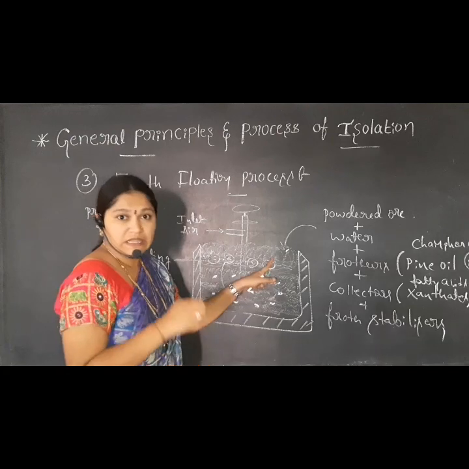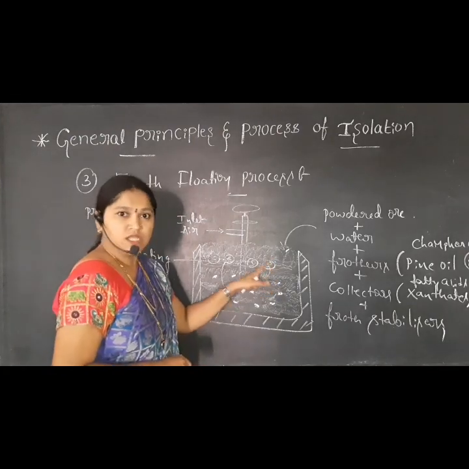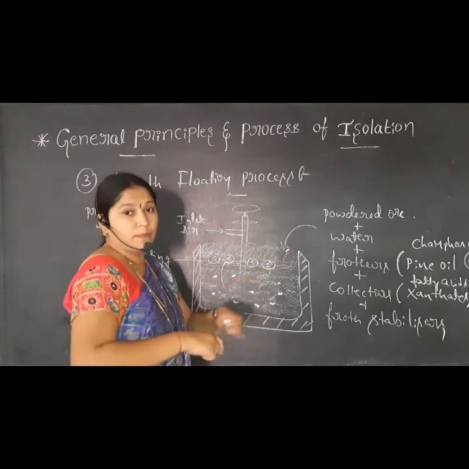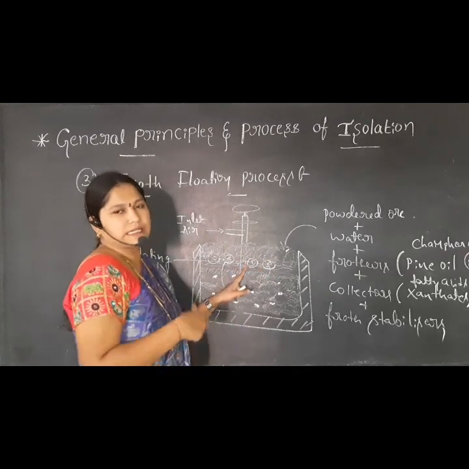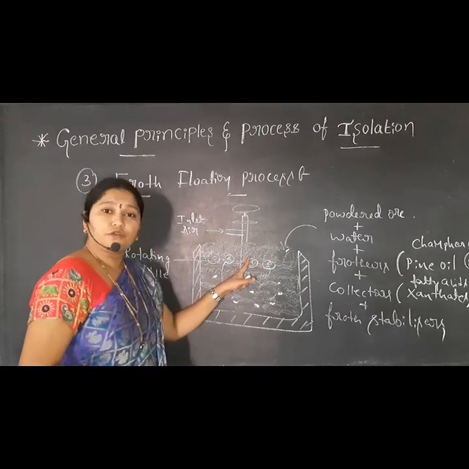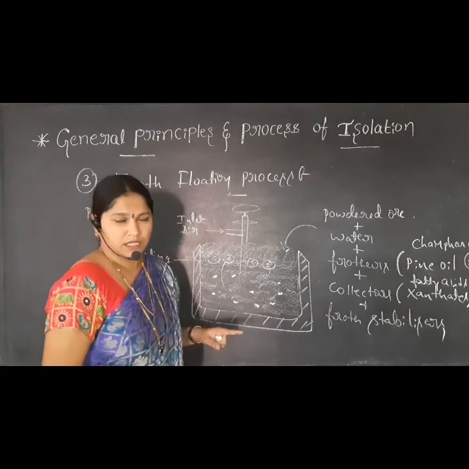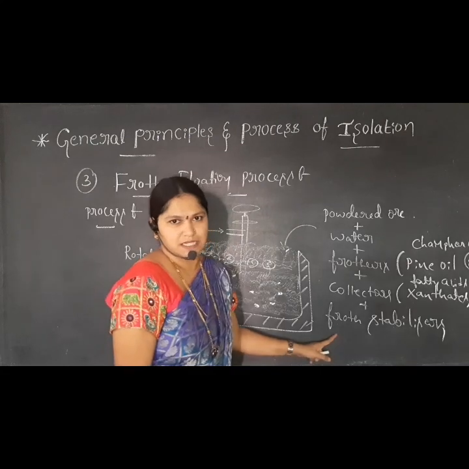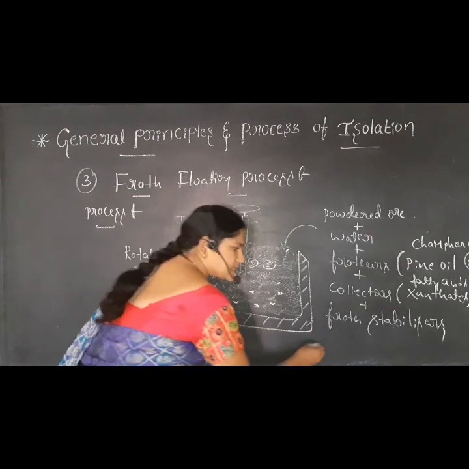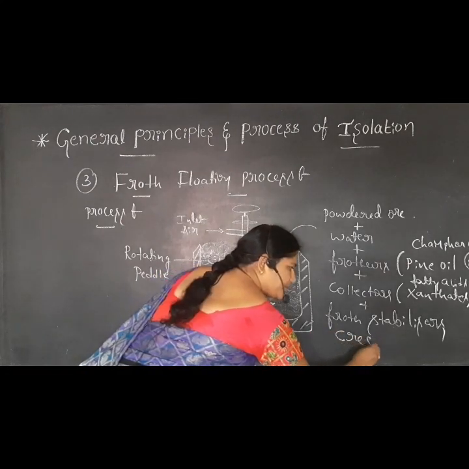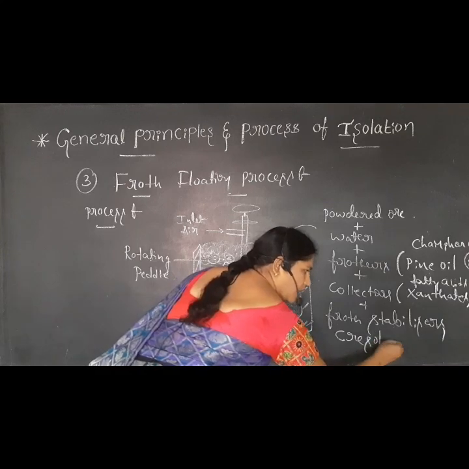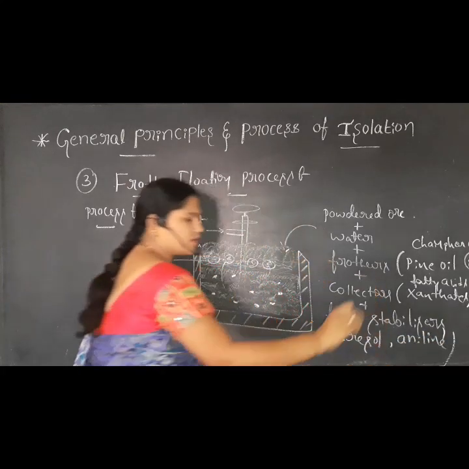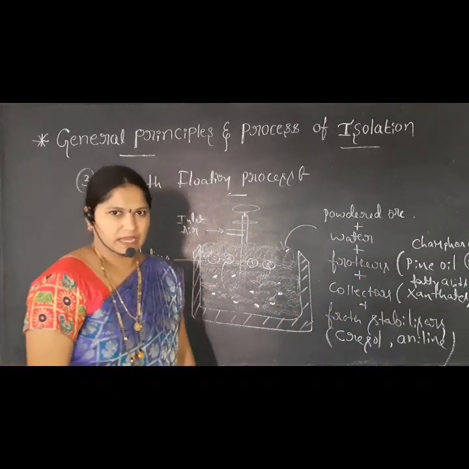We can say this is the froth, and in the froth we have the sulfide ore. Before collecting the sulfide ore, if this froth escapes out of the way, then the froth should stabilize for a long time. So this process will be done by froth stabilizers. Examples of froth stabilizers are cresol or aniline, etc. We can use them as a froth stabilizer.